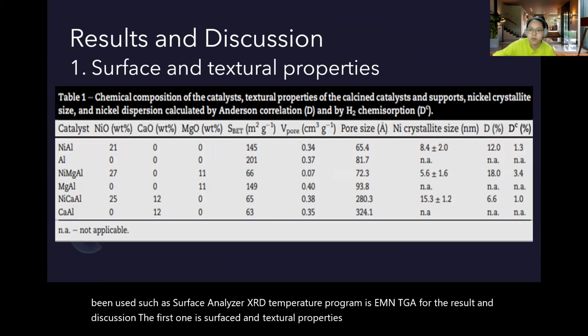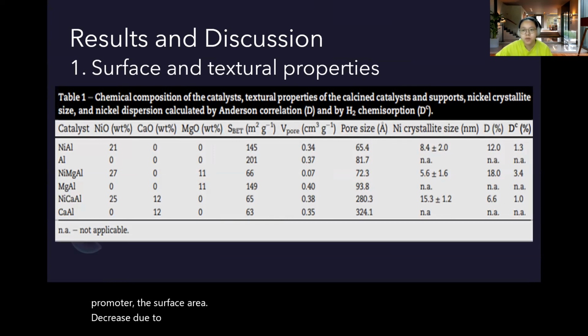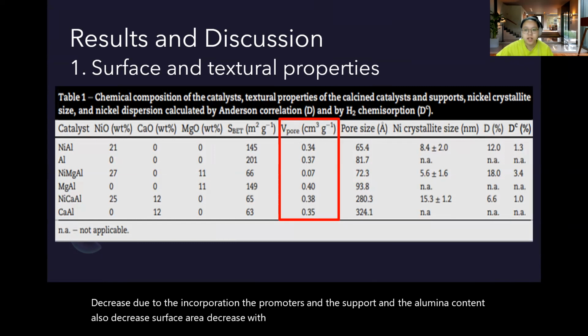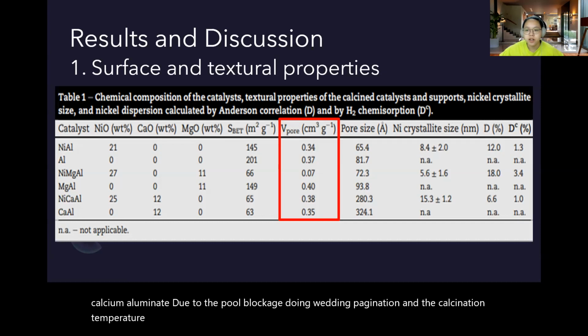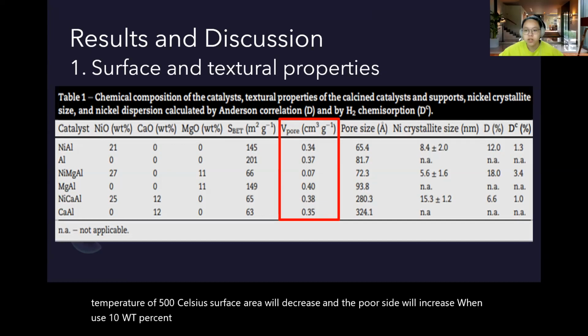Basically, with the presence of the promoter, the surface area decreased due to the incorporation of the promoters into the support, and the alumina content also decreased. Surface area decreased with the addition of nickel oxide, except for nickel calcium alumina, due to the pore blockage during wet impregnation. And at the calcination temperature of 500 Celsius, surface area will decrease and the pore size will increase when using 10 weight% calcium oxide, due to the sintering during the calcination and pore blockage.